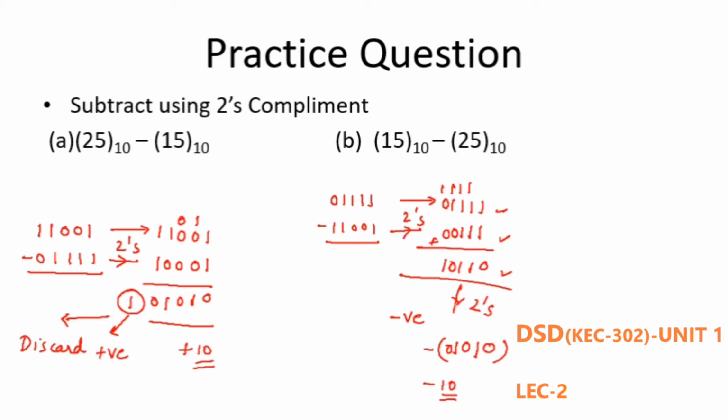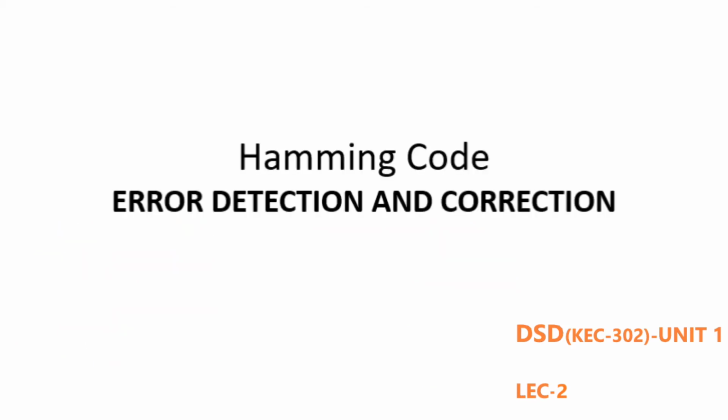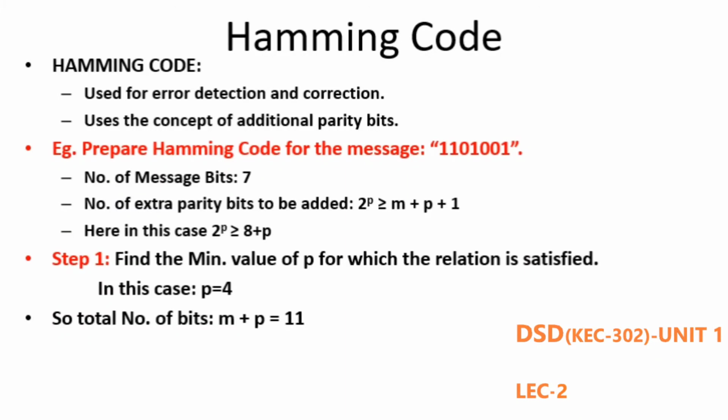Okay. So now we will be going to the next topic, which is Hamming code, error detection and correction. Clear? So this is a very important topic. In the last few years, this has been a common question in all those exams. In the last 3-4 years, I think there has been no question paper in which this question is not there. So it is very important.